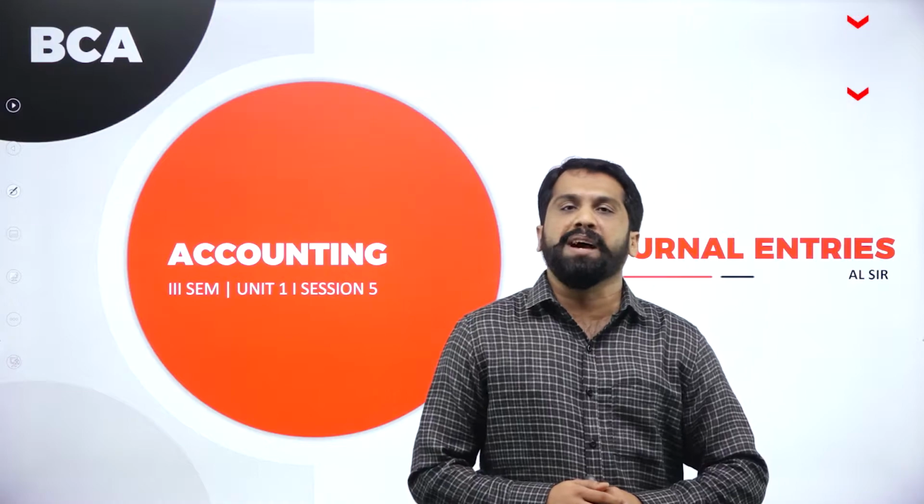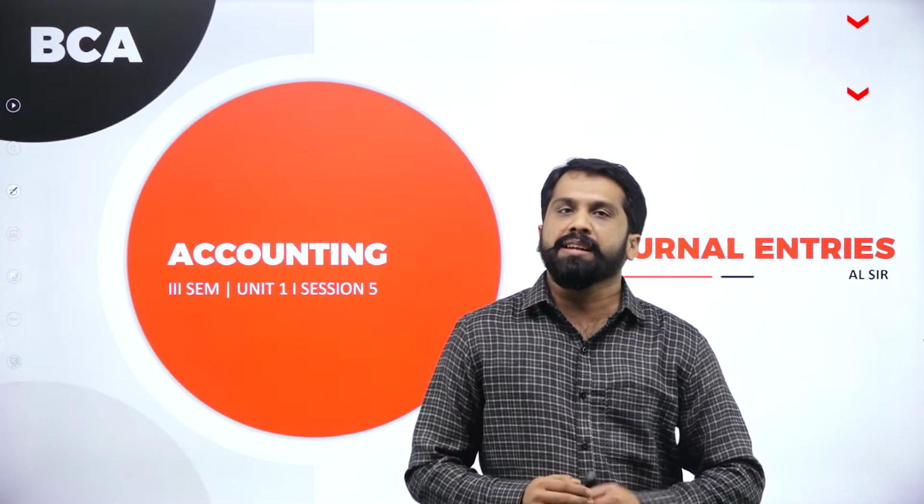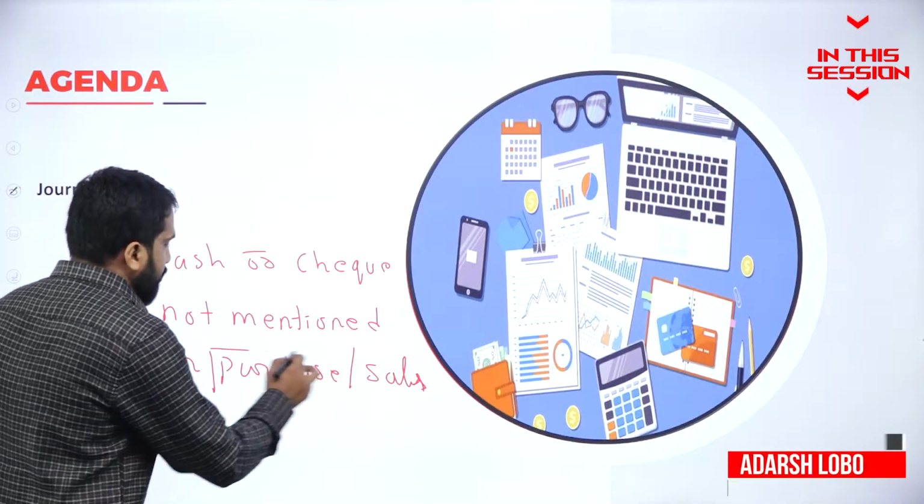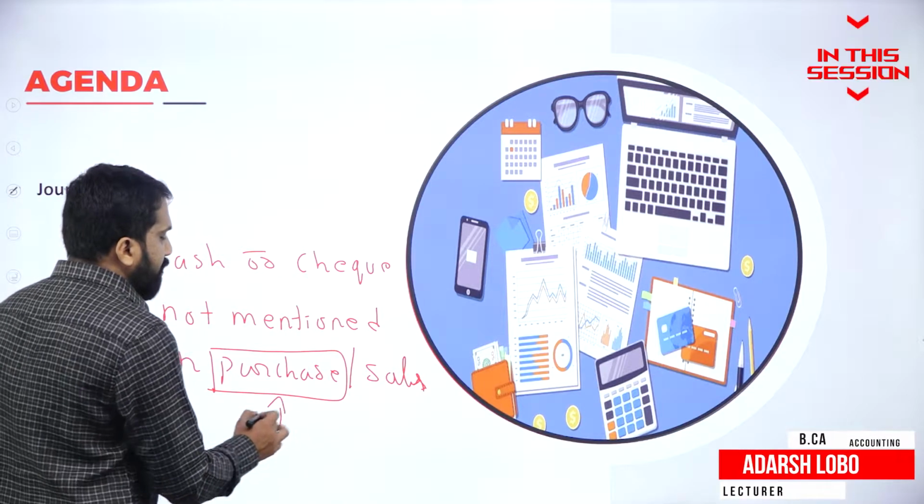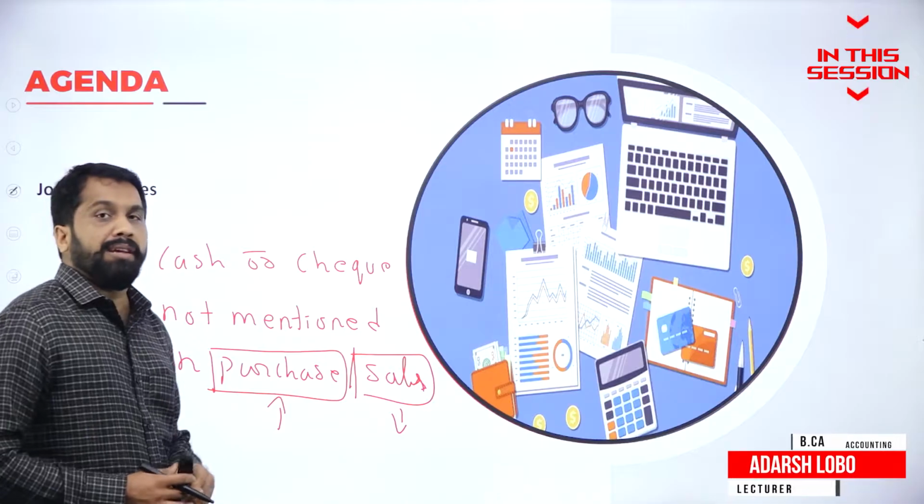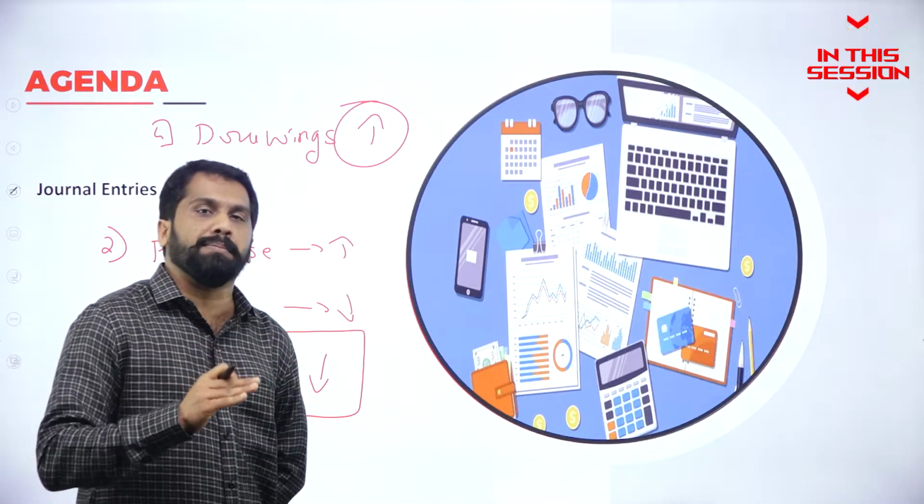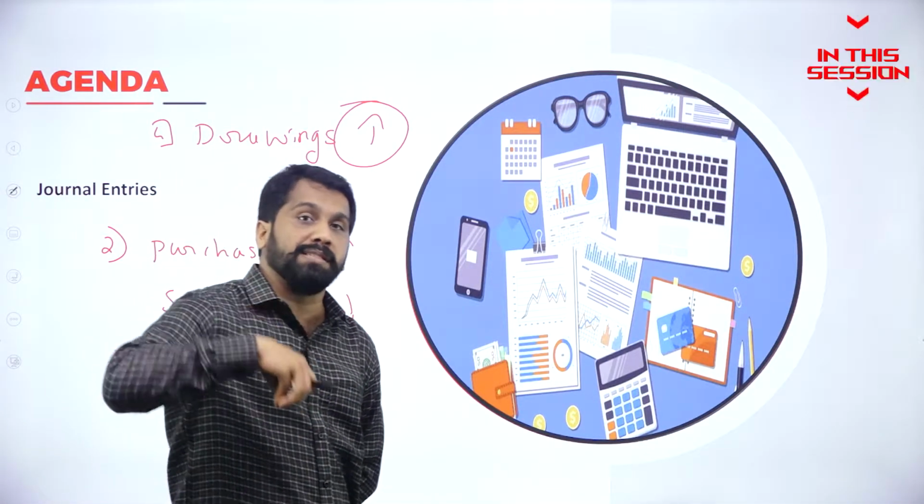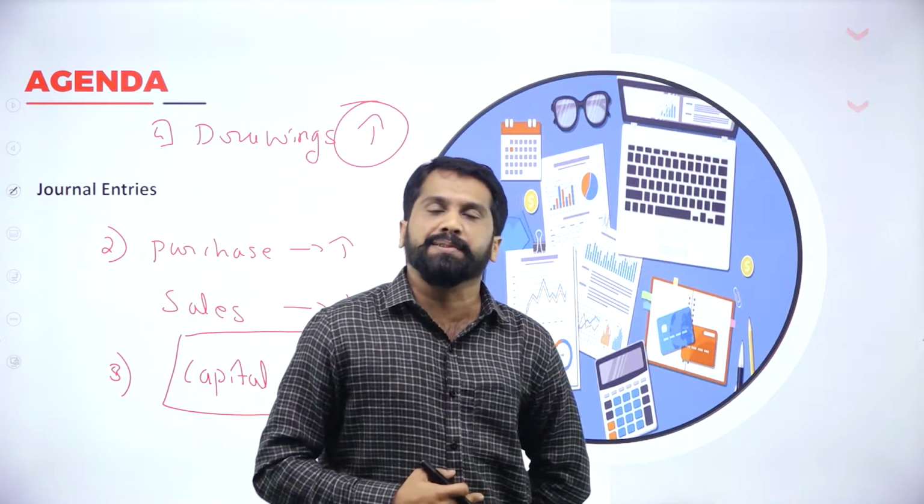If you are receiving cash or bank, it has to be debited, and if you are paying cash or bank, it has to be credited. If it is purchase, it is always up. If it is sales, it is always down. Anything which is taken from business for your personal use is called as drawing.